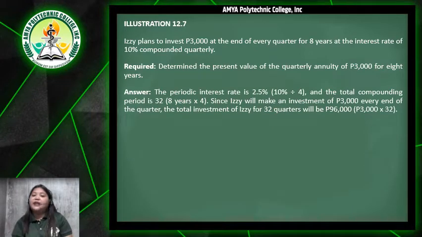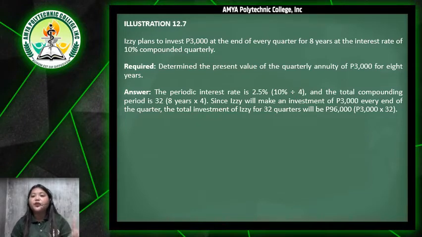So here we have the answer that the periodic interest rate is 2.5%. That is, the interest rate is 10%, and then compounded quarterly. So ibig sabihin, si 10%, i-divide natin siya by 4, which is the quarterly.